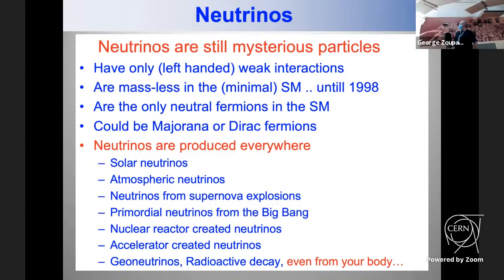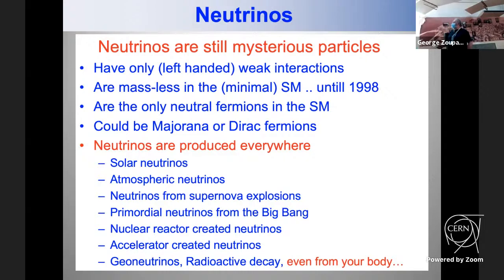Neutrinos are produced everywhere: in the sun, in the atmosphere due to cascades of interactions of cosmic rays with the atmosphere, and in supernova explosions, lots of them. There are also the primordial neutrinos from the Big Bang that were created and are still around us. Like the CMB, there's also a neutrino background still around from that time.